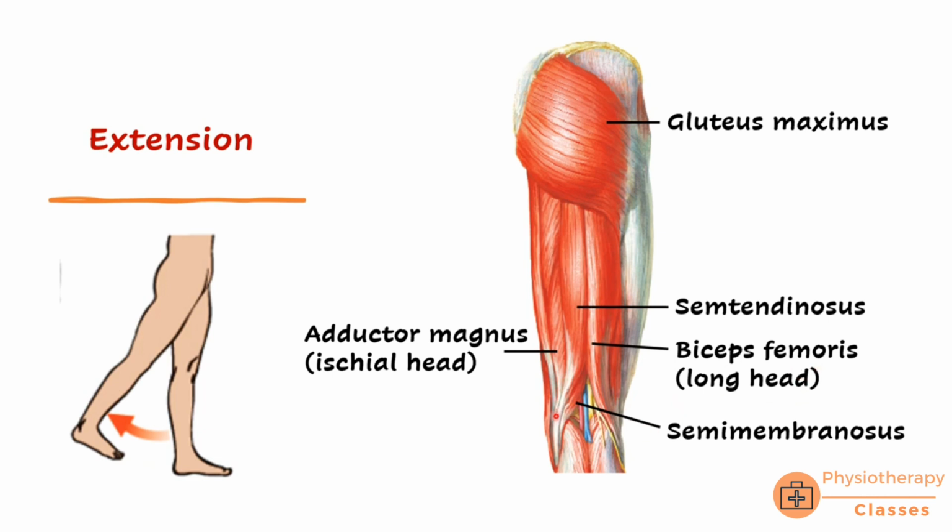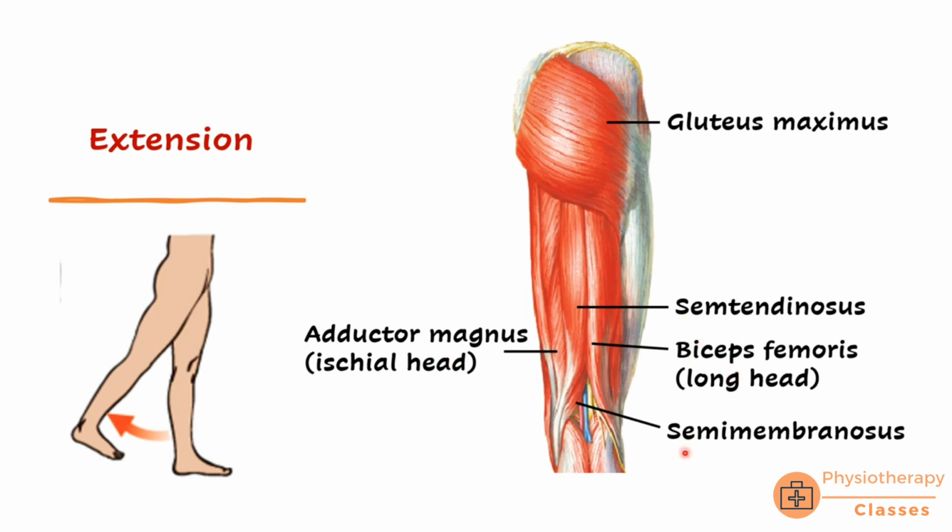Then deep to the semitendinosus, we can see a part of this muscle, that is semimembranosus. And we have the adductor magnus. Which part? The ischial head only, right? The other part will be involved in adduction. Only the ischial head will be involved in extension at the hip joint.